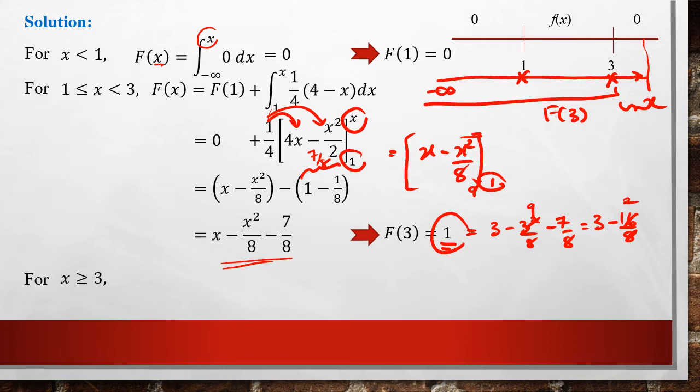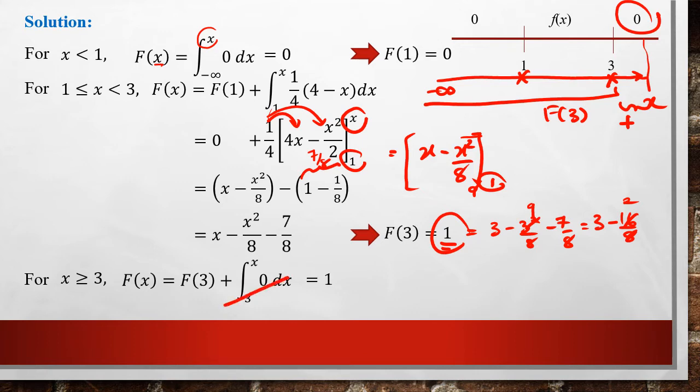So for the interval x more than or equal to 3, capital F of x will be F3 plus the integration from 3 up to x of the function. What function do we have here? It's 0, with respect to x. So we know this is 0 and F3 is equal to 1.